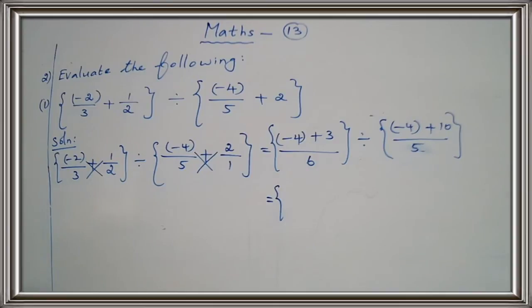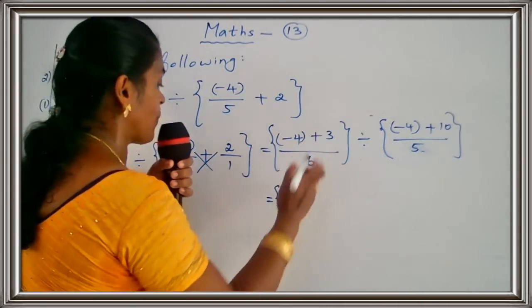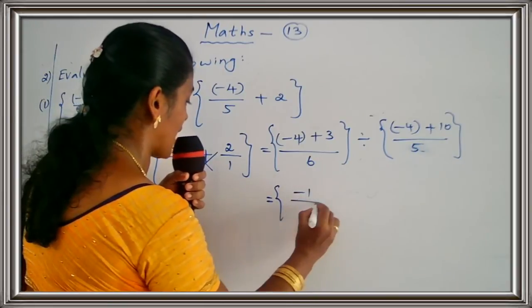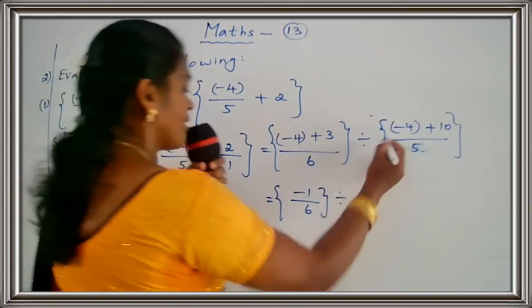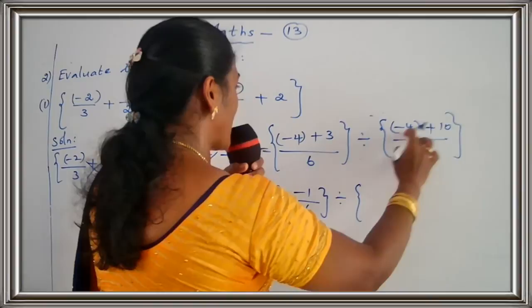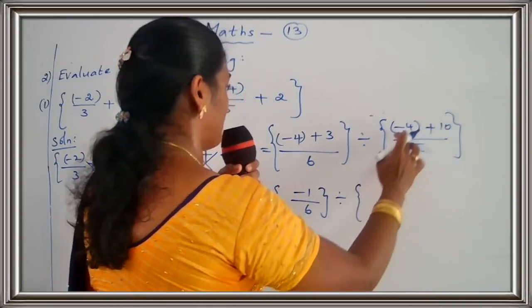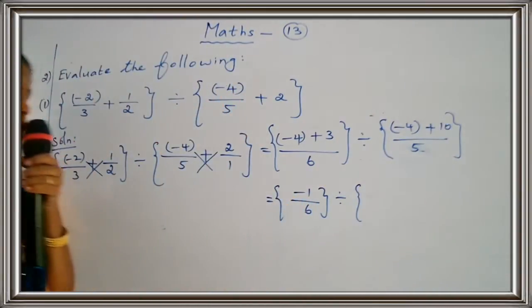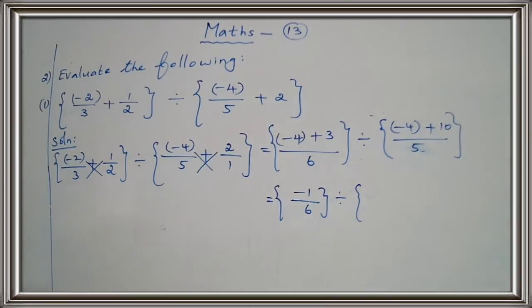another one, minus 4 plus 10. Here also the integers have opposite signs, one positive, one negative. So we find the difference and put the greater value's sign. So 10 minus 4 is equal to 6. The greater value is 10. So your answer is 6 upon 5. Okay, 6 upon 5. Here it is minus 1 upon 6 divided by 6 upon 5.